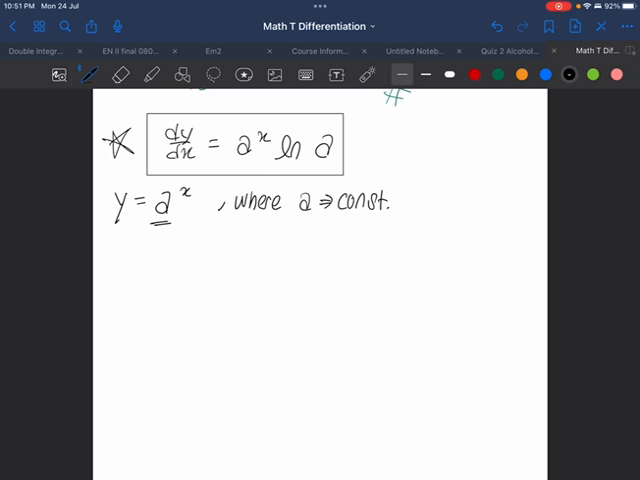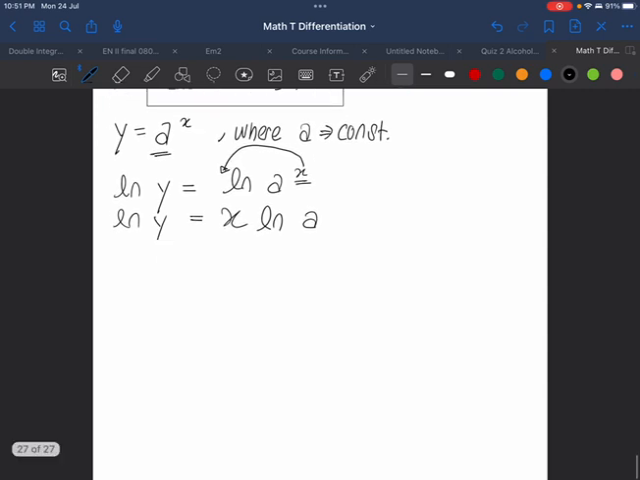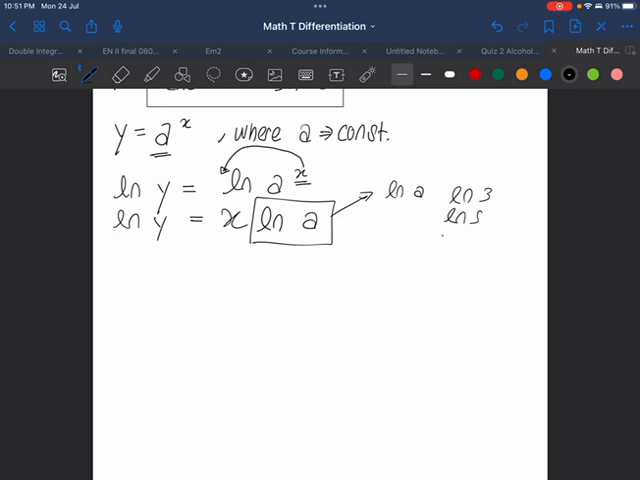How are we going to do that? So we add ln at both sides, so we get ln y equals ln a^x. As we know that this x can be transferred to the front, I hope you all understand. ln y equals x ln a. We can bring the x in front of the power. So since a is a constant, we know that ln a is a constant. It's just like ln 3, ln 5, ln 6 is a constant. So ln a is a constant.